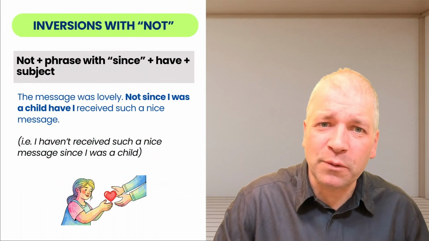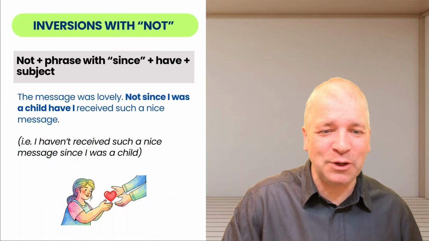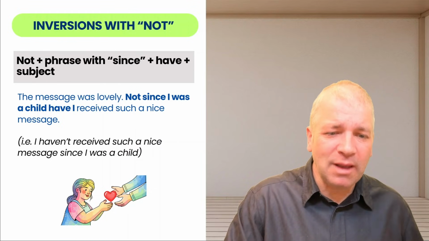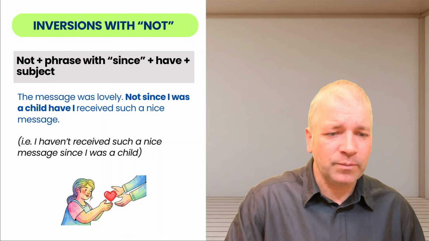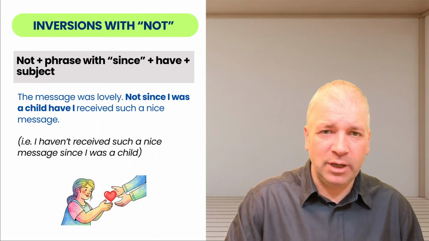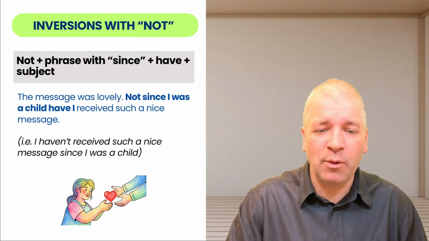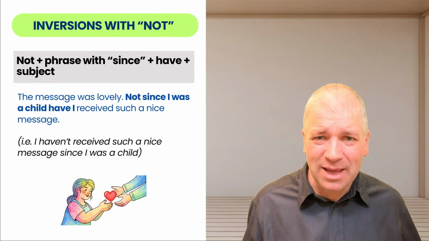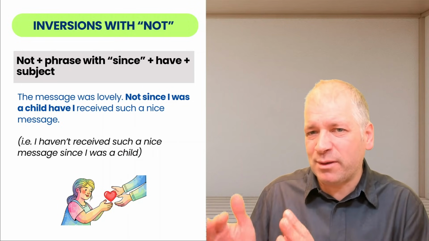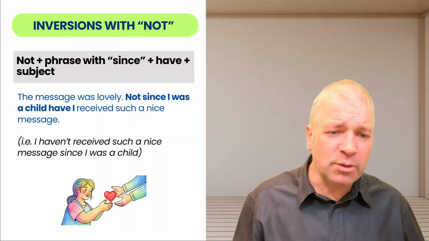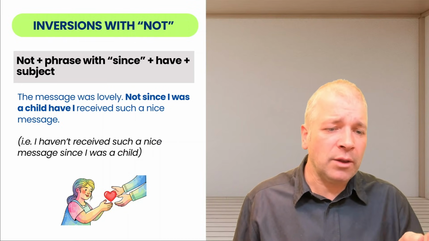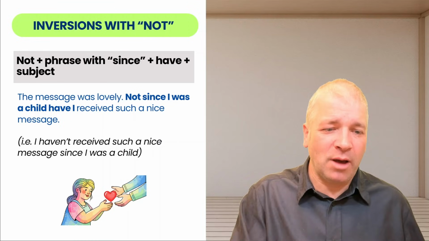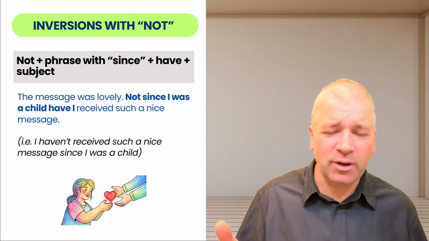We also do this with phrases with since, but remember since is often used with the present perfect. So here the auxiliary is have. The message was lovely. Not since I was a child have I received such a nice message. In other words, I haven't received such a nice message since I was a child. So since I was a child is at the end of the sentence if we say it normally, but someone wants to put more emphasis on that, so they move it to the beginning using inversion, and they take the negative from haven't, place it at the beginning. So not since I was a child have I received such a nice message.